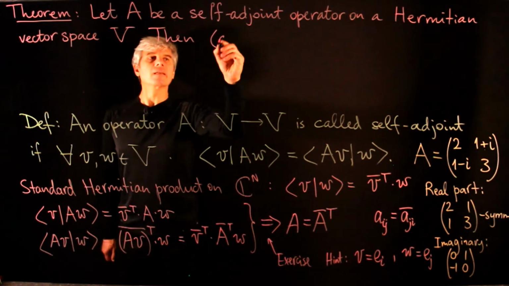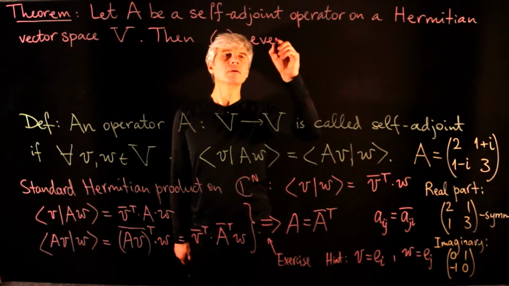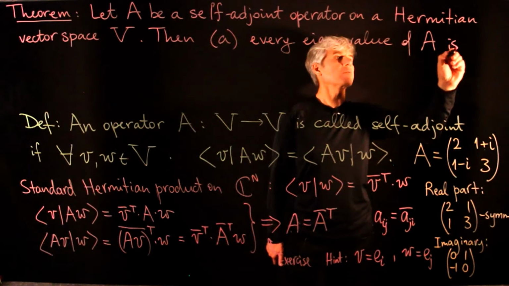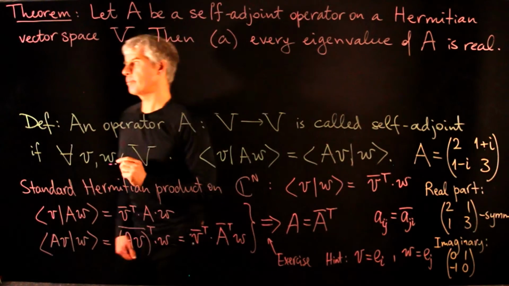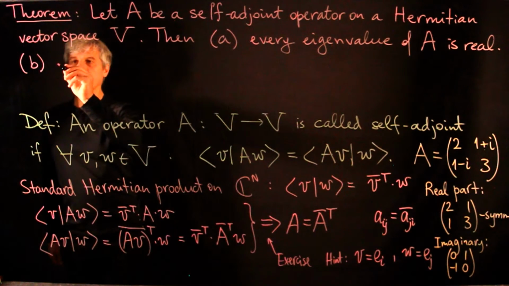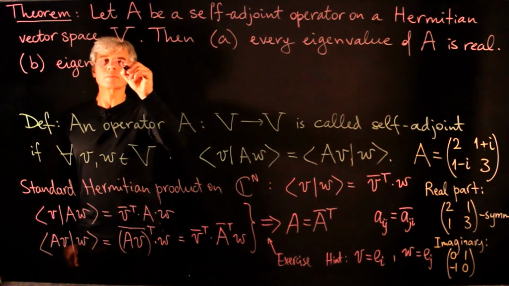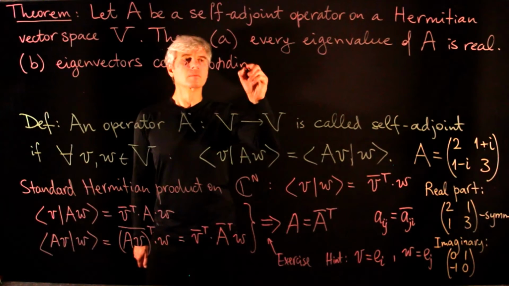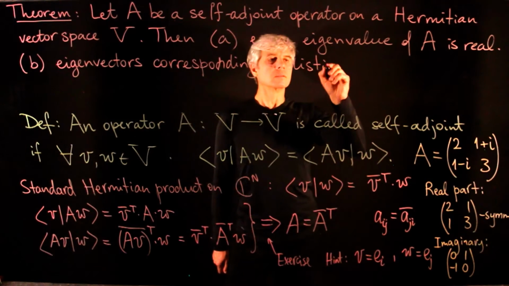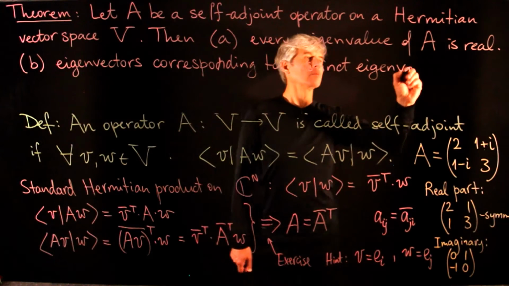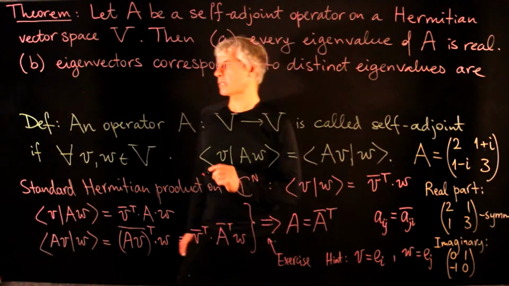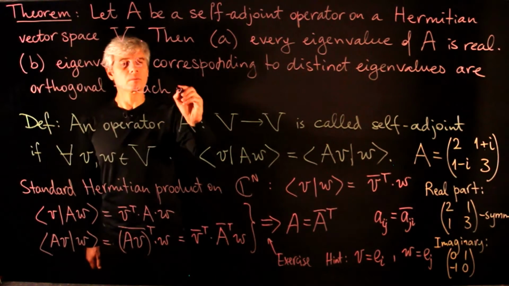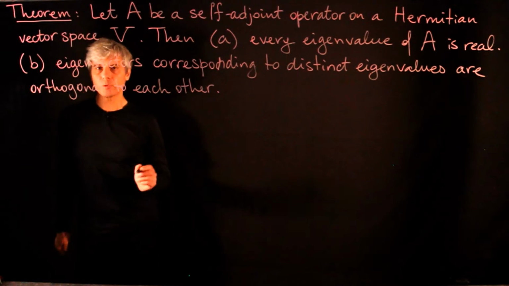Then (a) every eigenvalue of A is real, and (b) eigenvectors corresponding to distinct eigenvalues are orthogonal to each other. Let's give the proof of this theorem.